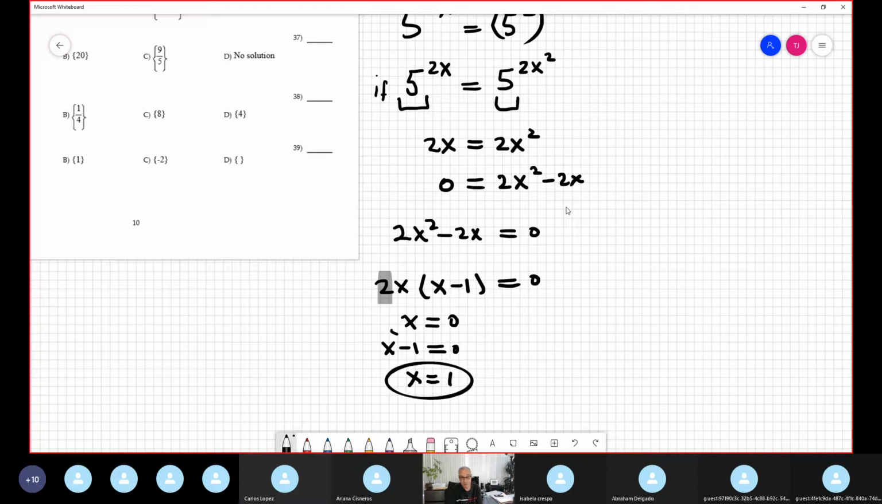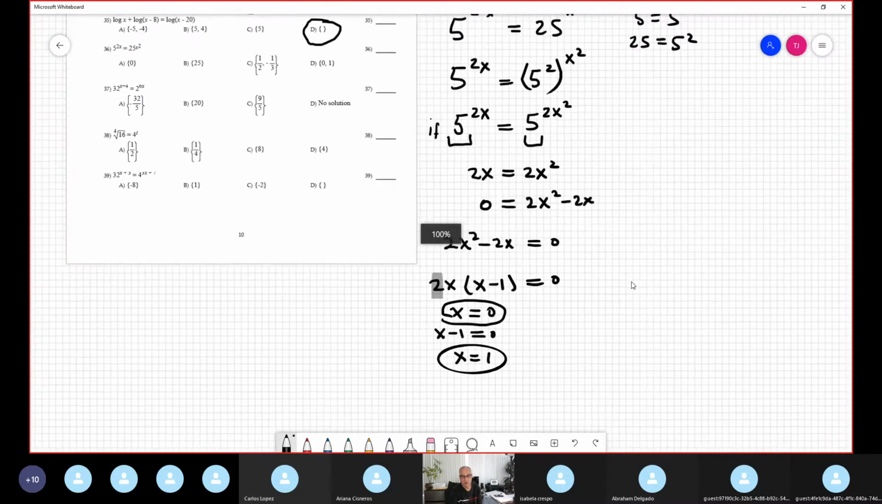We have two potential solutions. I need verification in the original equation. Oh, no, the exponential is nice. With exponentials you never need to verify, no? 0 and 1 are the solutions. Boom. No problem.